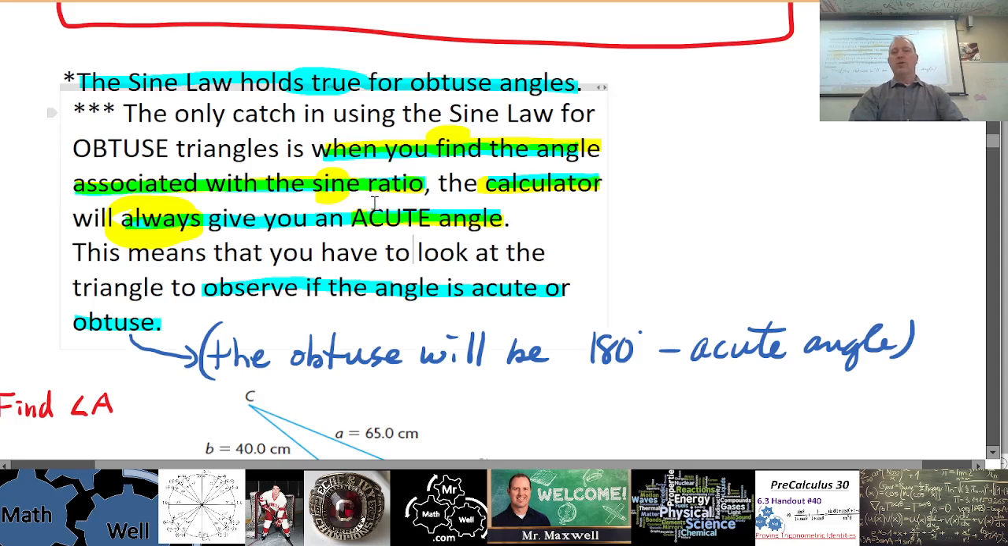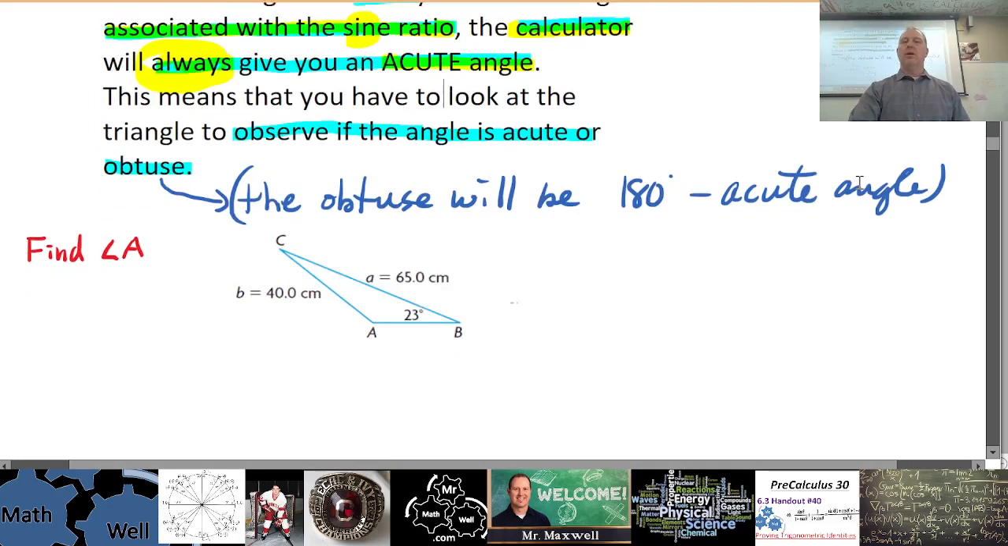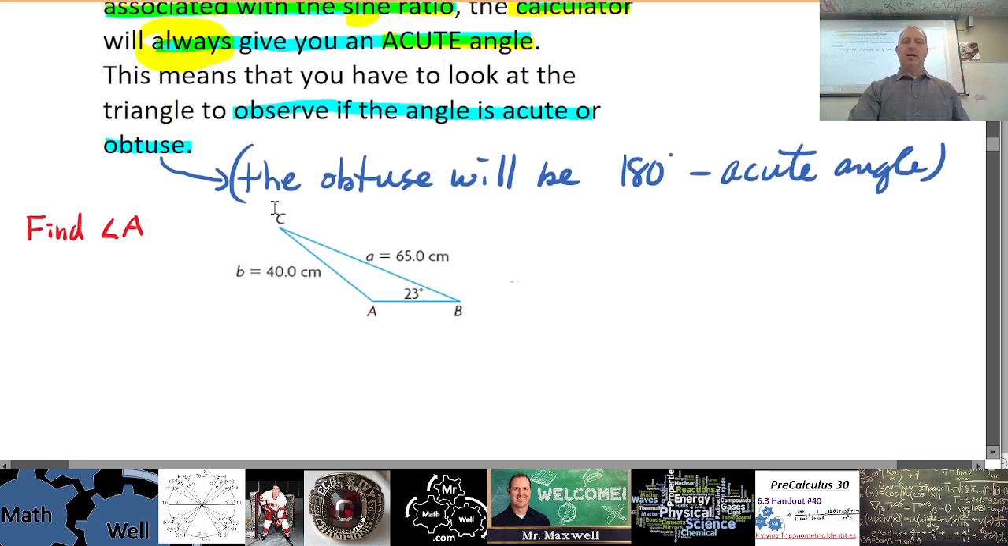So it'll always give you an acute angle. This means that you have to look to the triangle to observe if the angle is acute or obtuse. That's up to you to give your final answer. The calculator will not know which angle you're looking for. So let me do an example of exactly this. I would appreciate if you write this down, and I will show you exactly what that looks like.